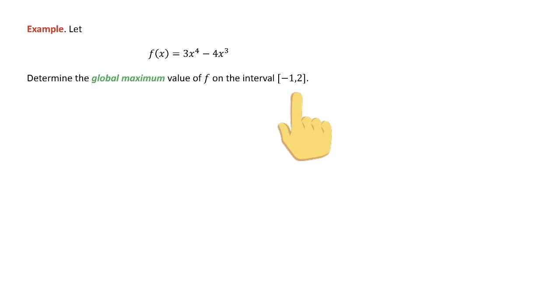So again, notice my interval is closed and bounded: minus 1, including minus 1, to 2, including 2. So we have the interior of the room and the walls included in this. Again, this is a polynomial, so we know it's going to be continuous everywhere here.